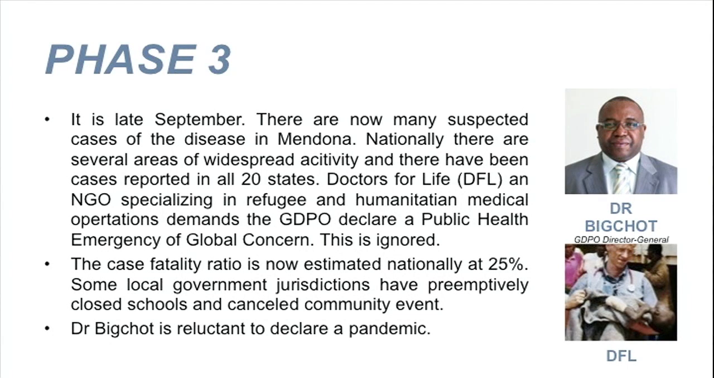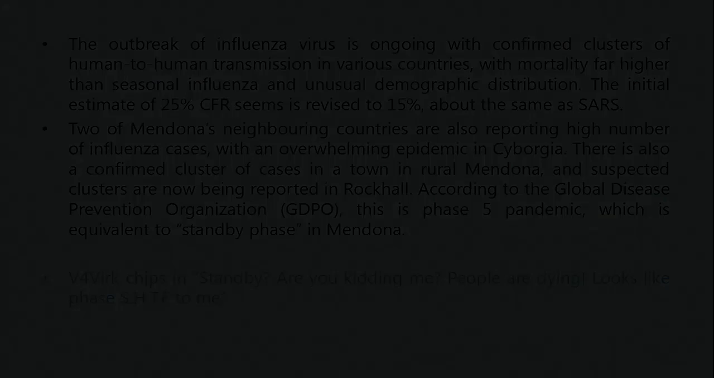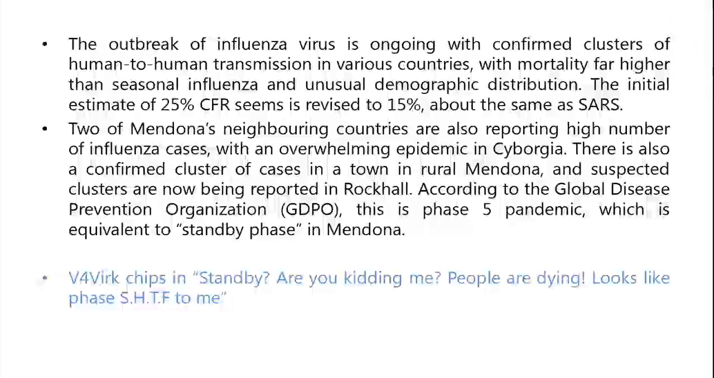Some local government jurisdictions have preemptively closed schools and cancelled community events. Dr. Big Shot is reluctant to call a pandemic. The outbreak of influenza is ongoing, with confirmed cases of human-to-human transmission now in various countries, with the mortality rate far higher than seasonal flu, which is, you know, usually like 0.0001%. And it's now come down to 15%, which is similar to SARS.